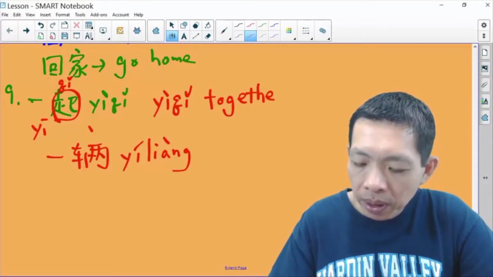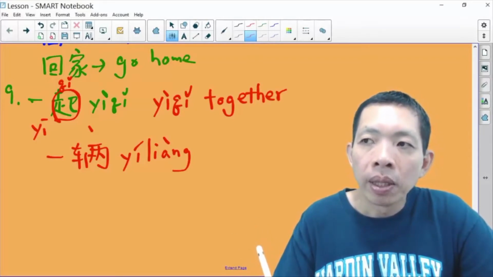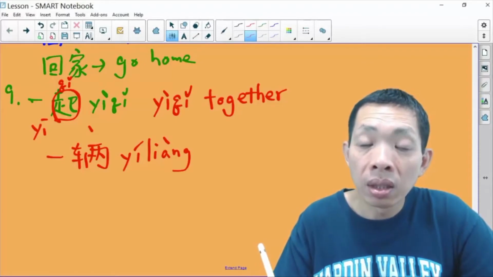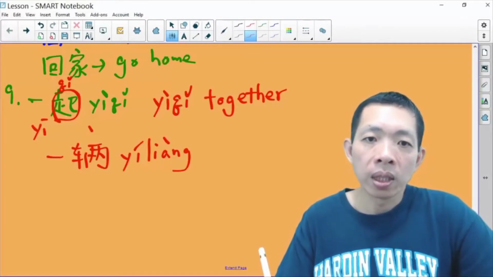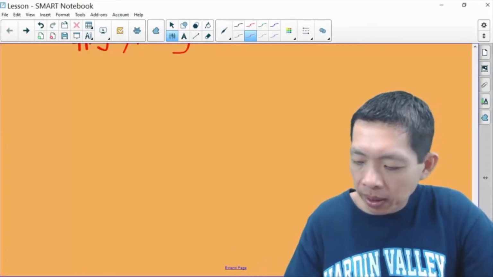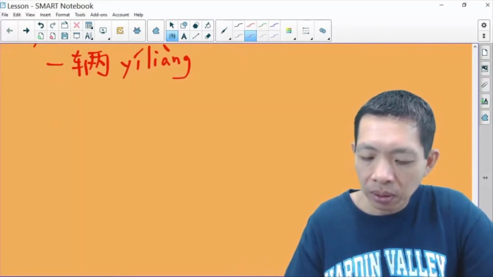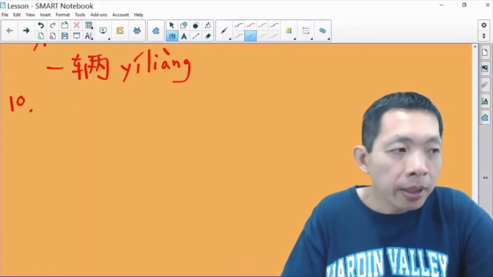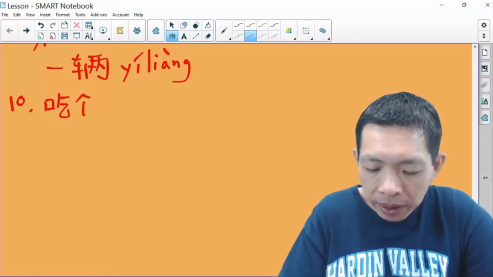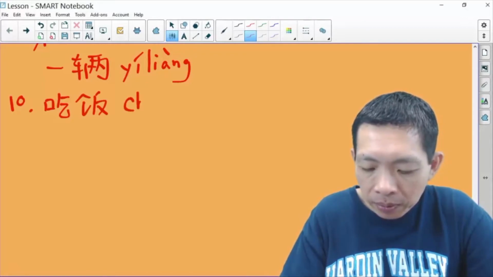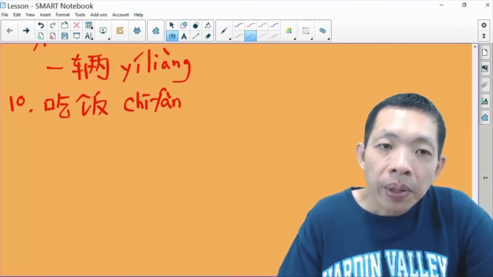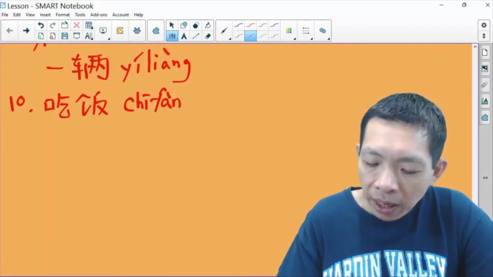So if you want to say 我们一起上课, we attend class together. 我们一起上英文课. We attend English class together. Okay. We're gonna look at the word together in the sentence too, how to use it. Number 10, 吃饭. That's my favorite one to eat. 吃饭. Okay, 吃饭. By definition, 吃饭 means to have a meal.